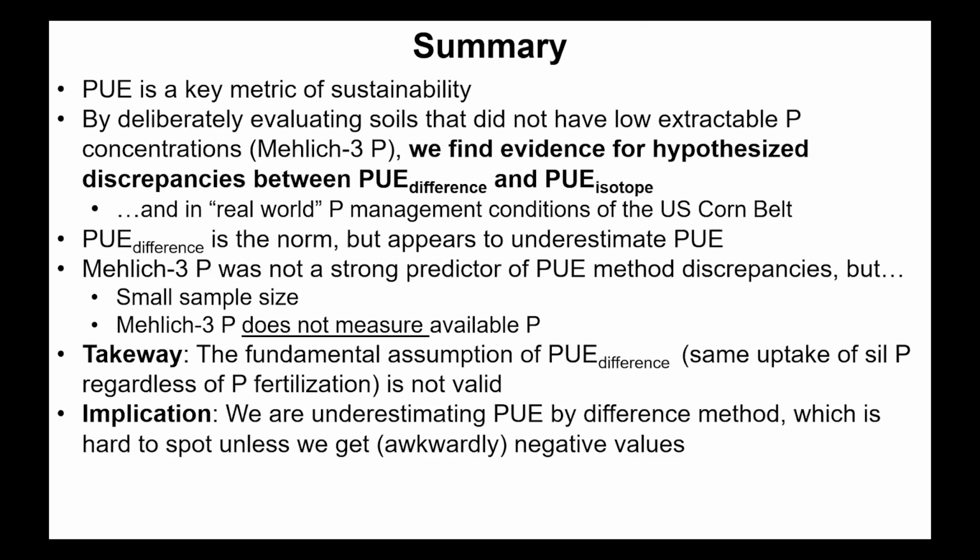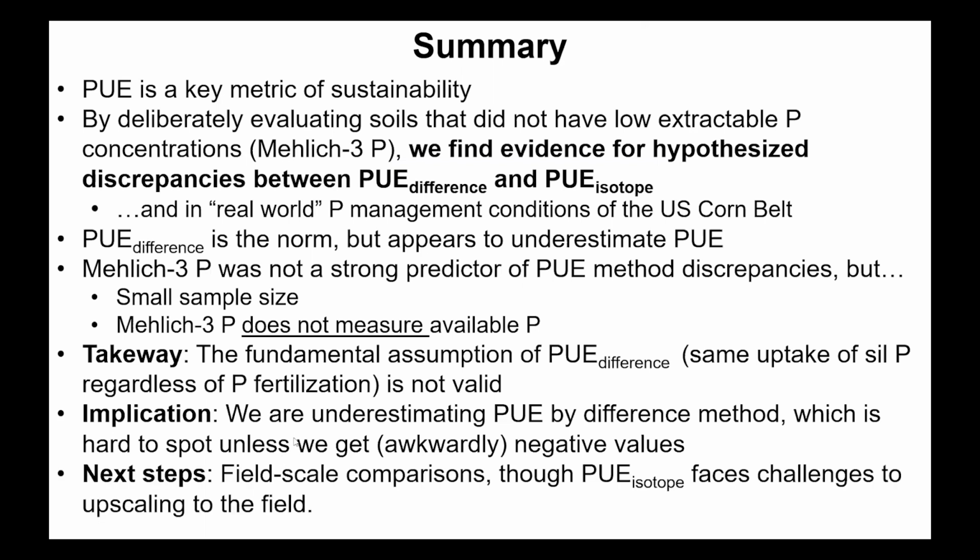Implication, we are underestimating PUE by the difference approach, which is kind of hard to see unless you get a negative value. And we see this a lot in field trials. They're not really published though, because it's kind of awkward to publish. It doesn't make sense. The next step is, can we scale this to the field?